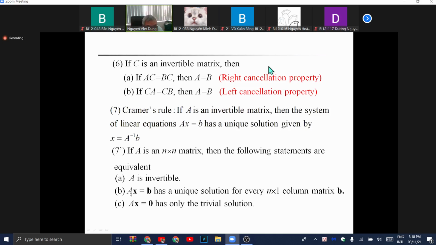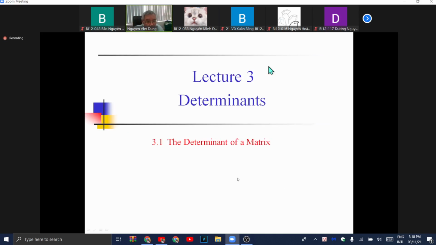The first claim saying A is invertible. Second saying AX equals B has a unique solution for any column matrix B. And the last claim saying AX equals 0 has only the trivial solution. That is three equivalent claims for a matrix A. And that is the end of lecture number 2 about operations on matrices. And then we continue to study about determinant.